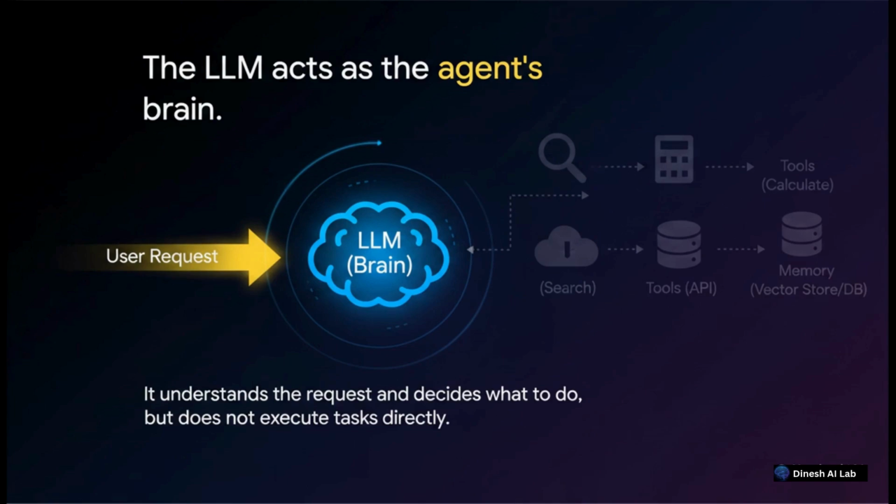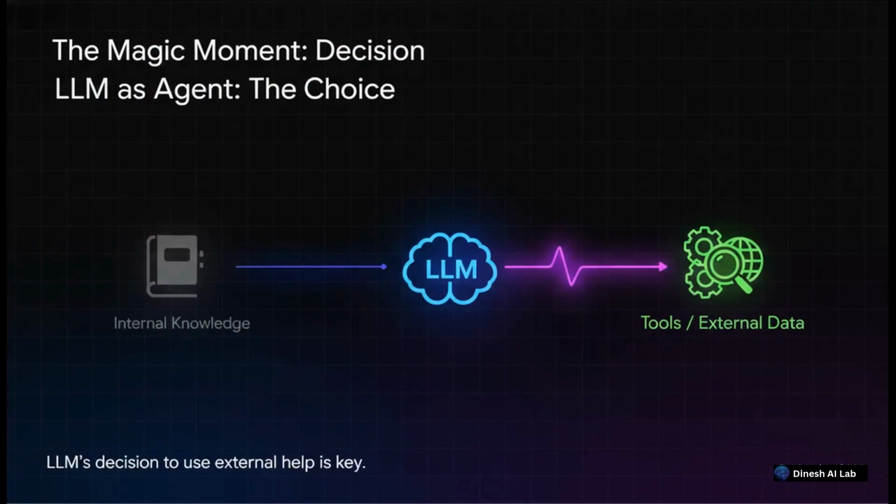But here's the key thing. The LLM doesn't actually do the task itself. Think of it more like a delegator. It just figures out what needs to be done next. And this is a magic moment. Seriously, this is the step that turns a basic chatbot into a real agent. The LLM looks at your request and asks itself, okay, can I answer this with what I already know? Or do I need to go get some fresh, real-time data? Do I need a specific tool to figure this out?